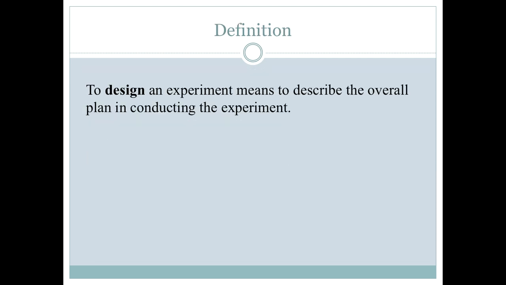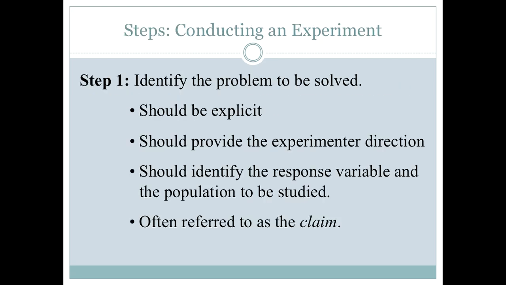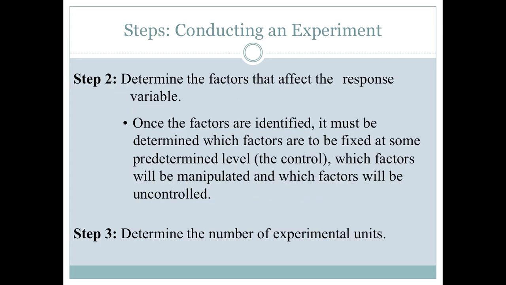Now, to design an experiment basically means to describe the overall plan in conducting the experiment. So step one would be to identify the problem that you want to solve. This should be explicit. It should provide the experimenter with direction. It should identify a response variable and the population, and this is often referred to as the claim. Now, step two would be to determine the factors that actually affect the response variable. And once the factors are determined, it has to be determined which factors are fixed and which ones are going to be manipulated and which others are potentially just uncontrolled.